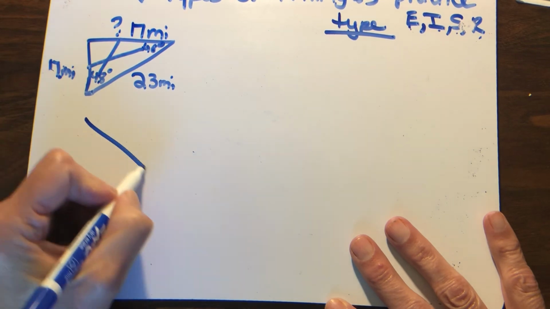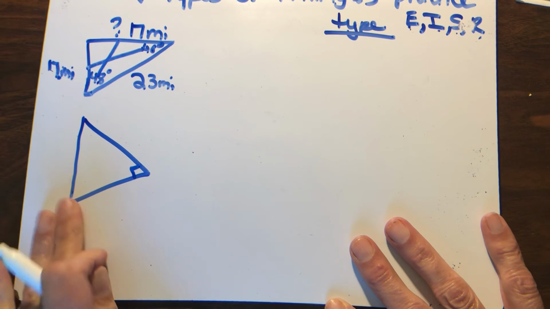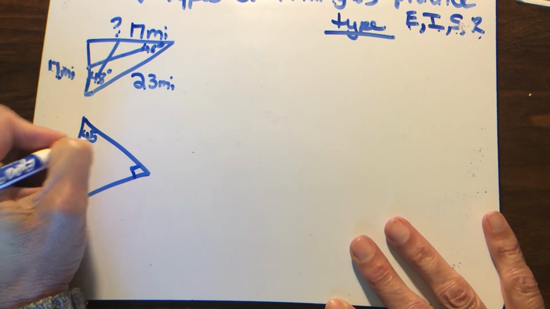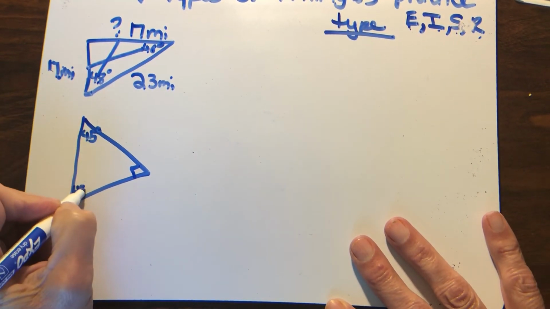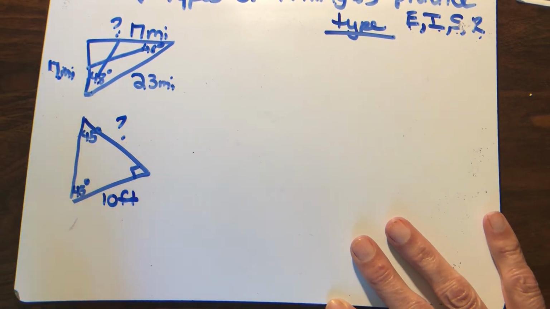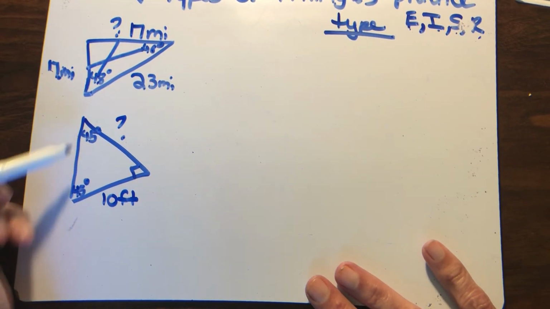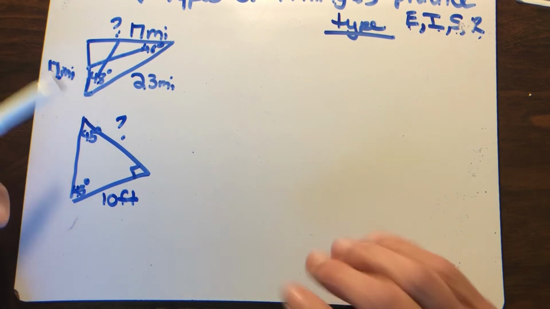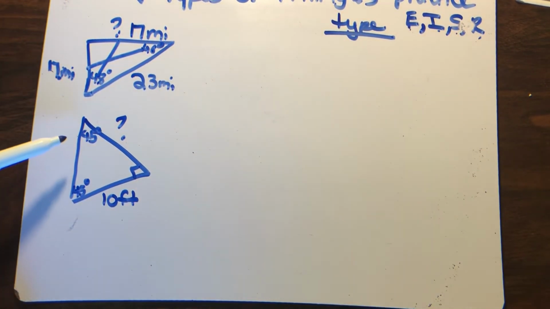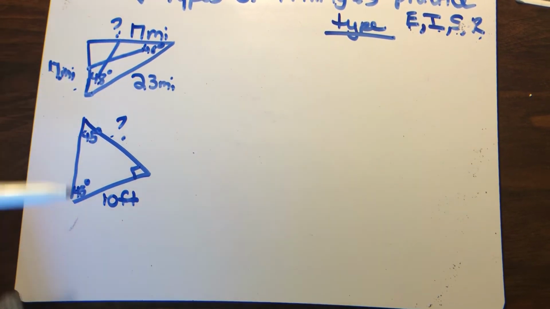Okay, now let's look at this one. This one is a right angle. I didn't draw it very well there. And you've got 45 degrees and 45 degrees. And I need to know this. Okay, I have 10 feet right there. Now, again, I have two angles that are the same measurement and one angle that's not. What kind of triangle is that? That would be isosceles, yes? Because if I have two equal angles, I should have two equal sides, just like this one, right?